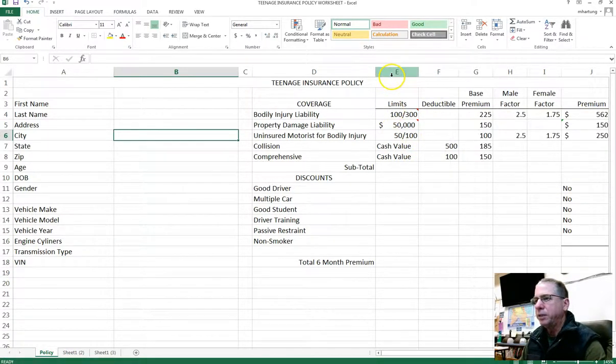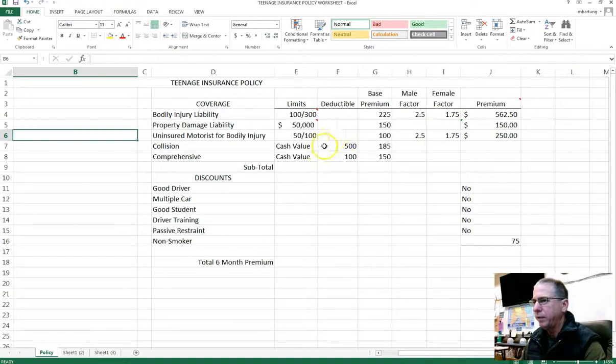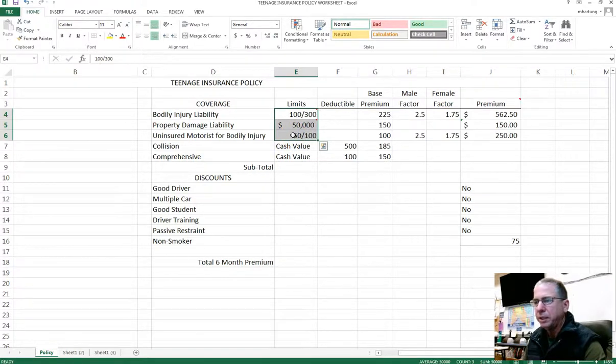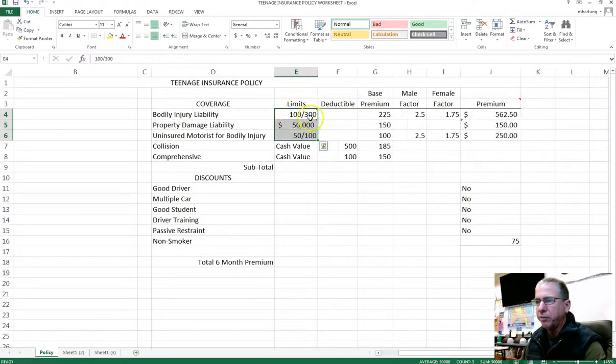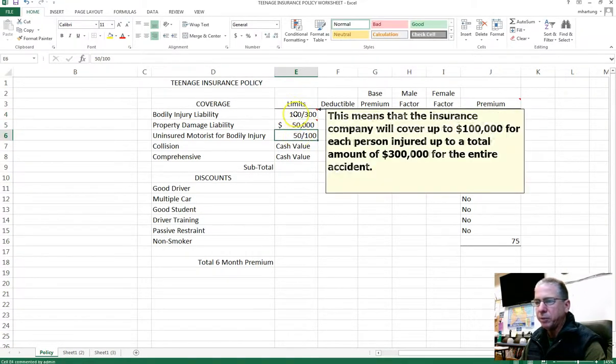Let's take a look over here at some of these numbers. If you don't have these numbers, go ahead and fill these in right here. If you need to, go ahead and pause the video and fill them in. Now this is not 100 divided by 300. This is just simply 100/300. Go ahead and put those numbers in, and then we'll talk about those here in just a minute.